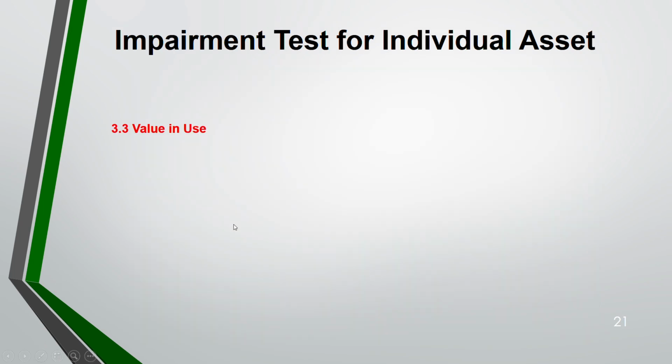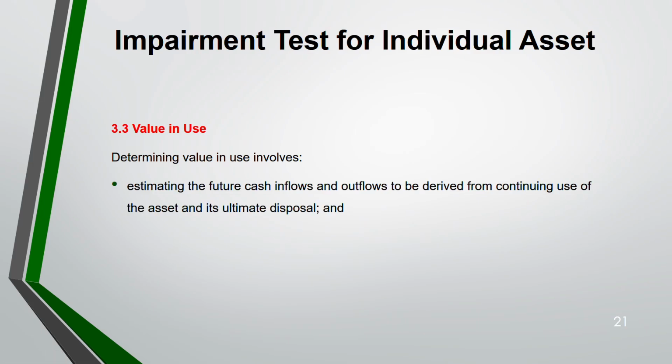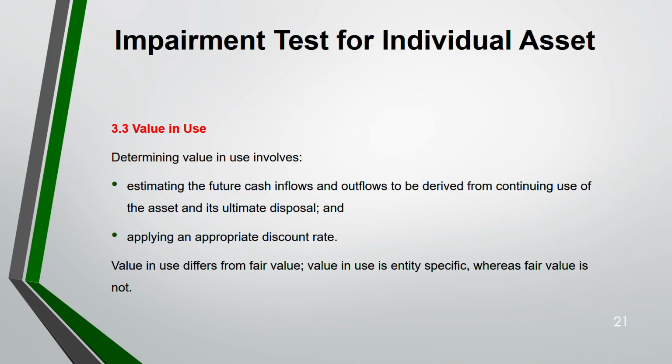Now, value in use. Determining the value in use involves estimating your future cash inflows and outflows that you would have got by continuing the use of the asset and applying an appropriate discount rate. Because you have to find the present value, you need a discount rate. Value in use differs from fair value. How? Value in use is entity specific. For each entity it is different because it's your own estimate. But fair value is not entity specific. For everyone it is the same.